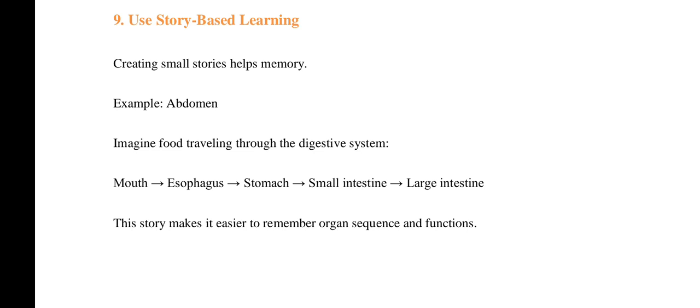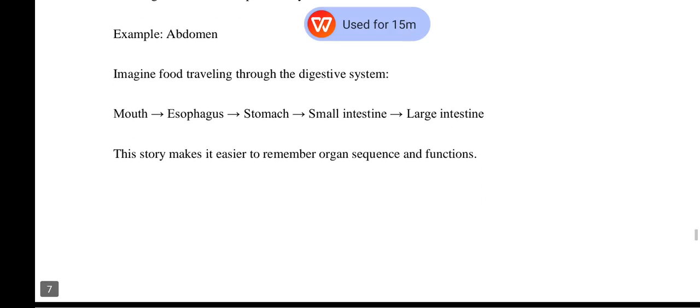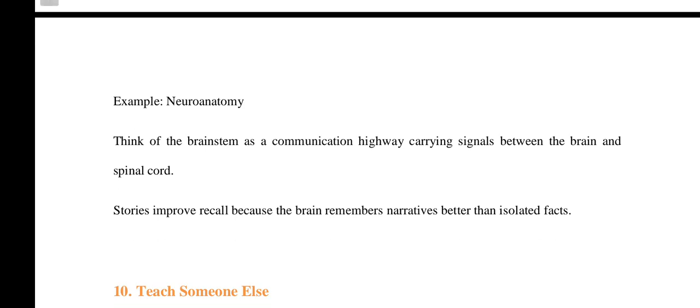You see the way it makes it simple. Use a story, something that will make it easier for you to remember, and relate it to anatomy. This will make you faster in your learning and make it easier to recall anatomy. You get it? Then also neuroanatomy. You can think of the brainstem as a communication highway that carries signals between the brain and the spinal cord. If you remember these stories, it will help improve recall, because the brain remembers narratives better than isolated facts.